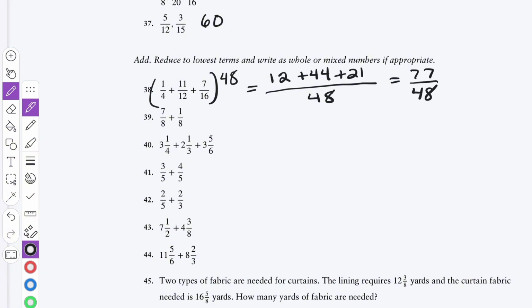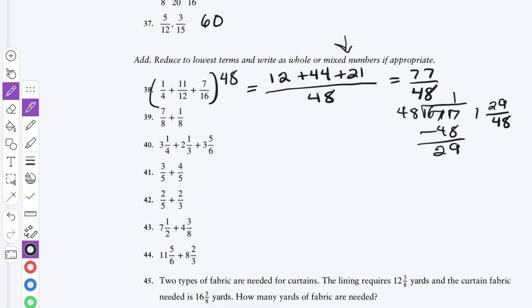And then you have to change it into a mixed number. It says it right there. So if I do it this way, 48 goes into 77 one time. And then when I subtract, oops, I have to borrow, 17 minus 8 is 9, and then I get 29. So I get 1 and 29 over 48.